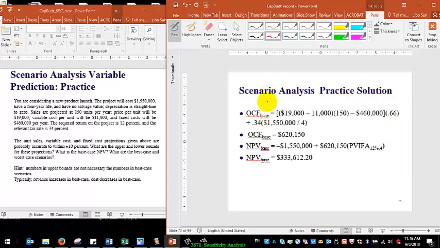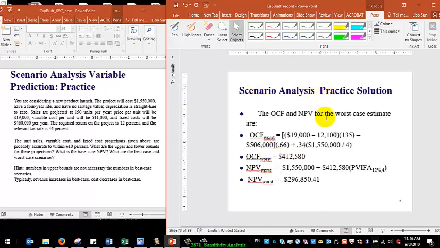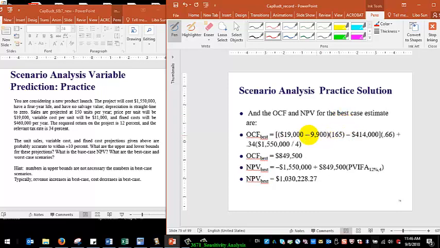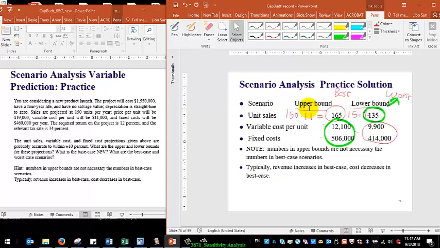Now let's take a look at the information for the base case. The base case numbers are all given in the original question. So we go through OCF, and this is a 4-year project, and we get the base case net present value. Now for the worst case, remember we have lower sales and higher cost. For the best case, we have high sales but lower cost. So that's scenario analysis. We're looking for extreme cases, the best or worst cases. You need to pay attention to how to predict the variables under the best or worst case. That's all for scenario analysis and sensitivity analysis.